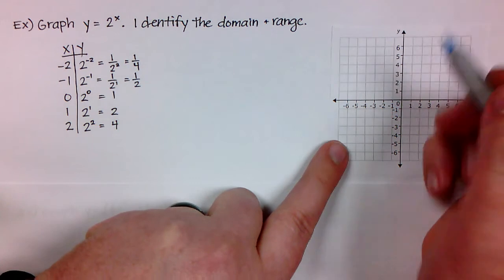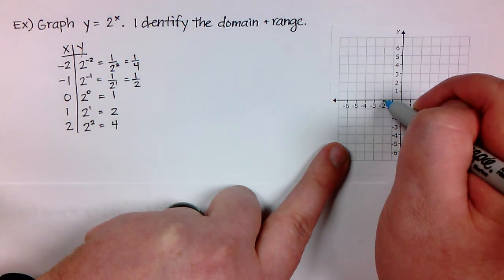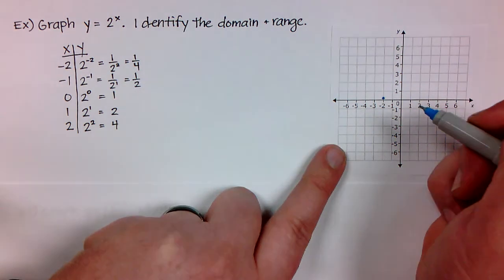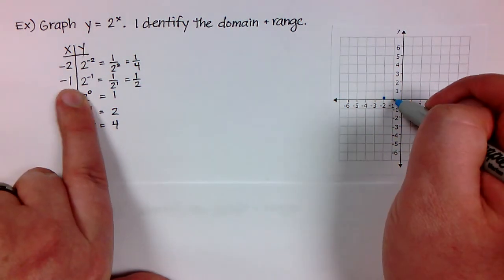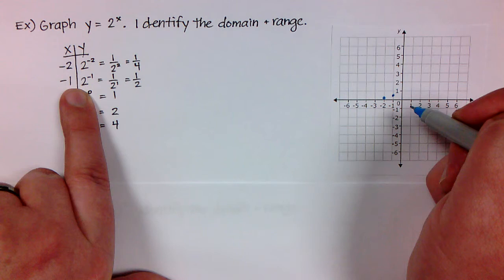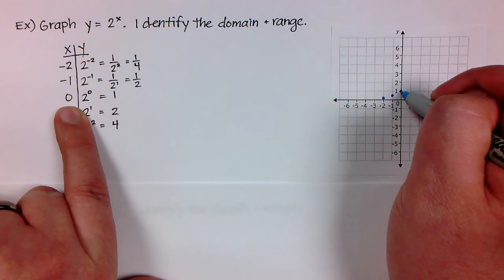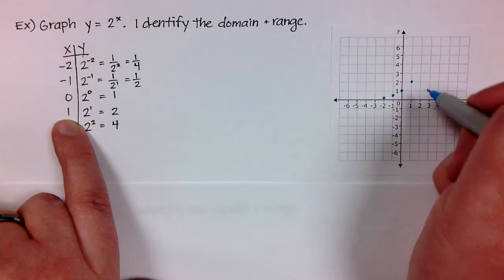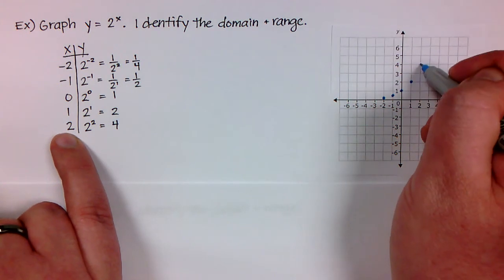plot these points. So let's see, I have -2 up 1/4. So barely is it going up. And then I have -1 up 1/2. Then I have 0 up 1. And then I have 1 up 2. And then I have 2 up 4.